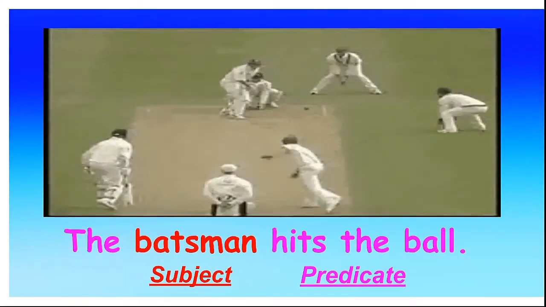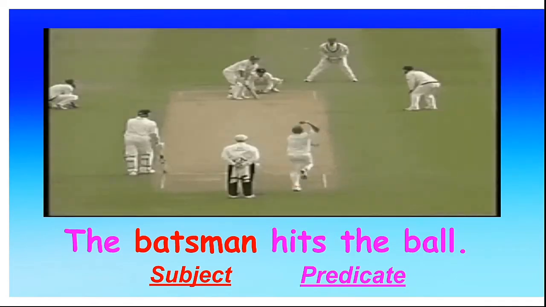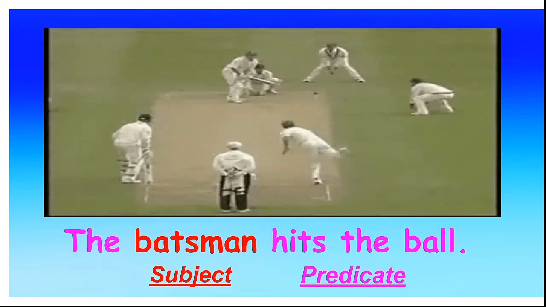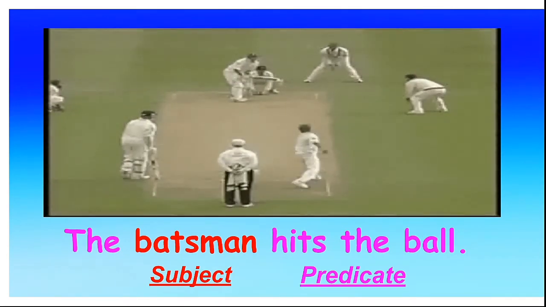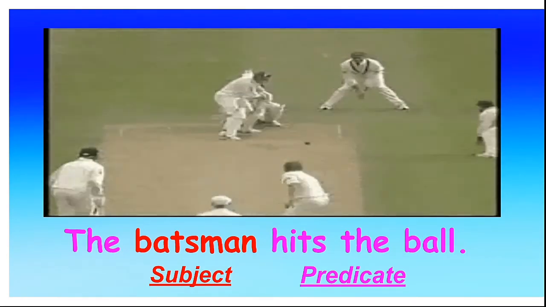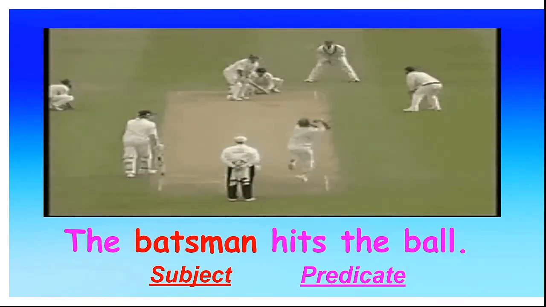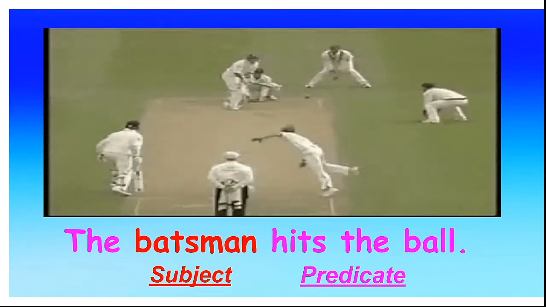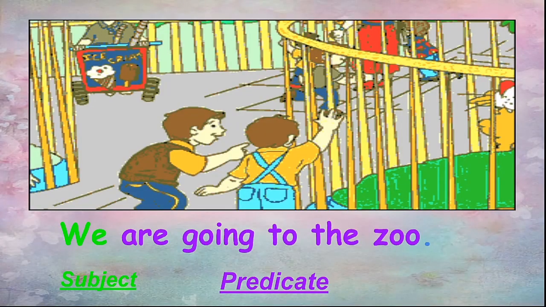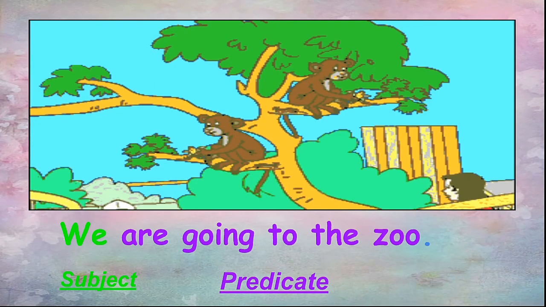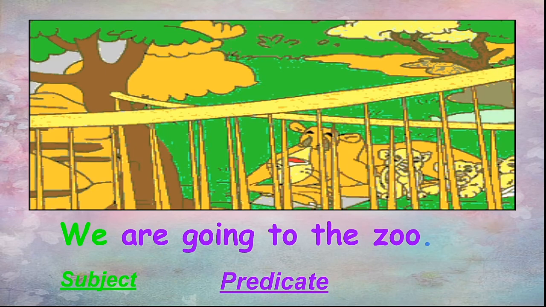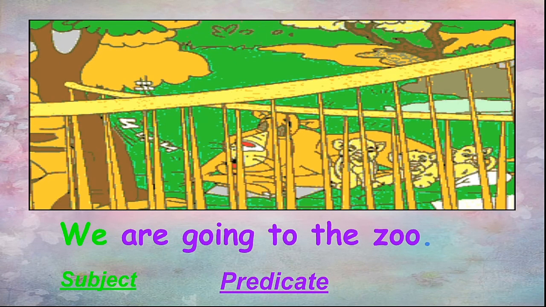The next example is, the batsman hits the ball. Here, we talk about the batsman. So, the batsman is the subject, hits the ball is the predicate. Next example, we are going to the zoo. Here, we is the subject and going to the zoo is the predicate.